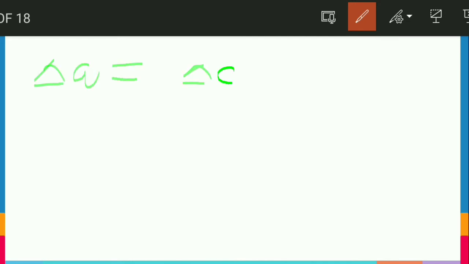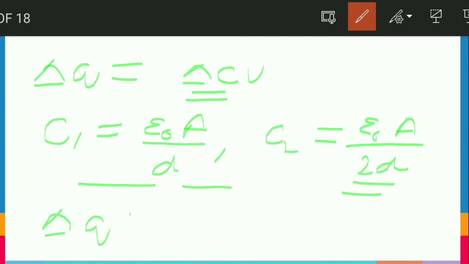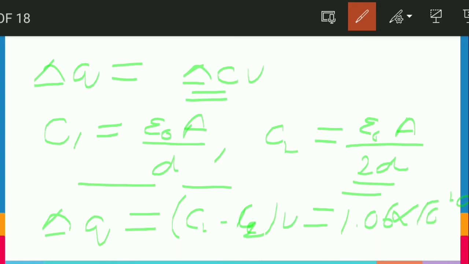Delta Q equals delta C into V, where delta C is the change in capacitance. Actually, C1 equals epsilon naught A by D, and C2, after pulling, equals epsilon naught A upon 2D, since the separation has doubled. Each and every value is known. When you put the values, you get delta Q equals C2 minus C1 into V. Its value is 1.06 into 10^-20 coulomb.